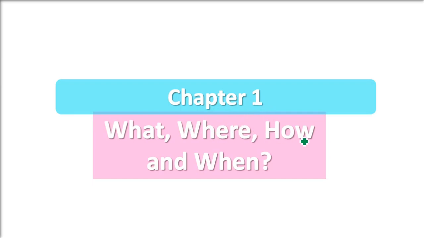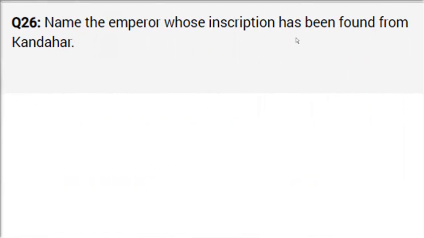This is chapter number 1, What, Where, How and When. Class 6 History, NCERT. So we are taking the question answer, fill in the blanks, MCQs, true or false. So a variety of questions, we want to cover all the aspects of the chapter.